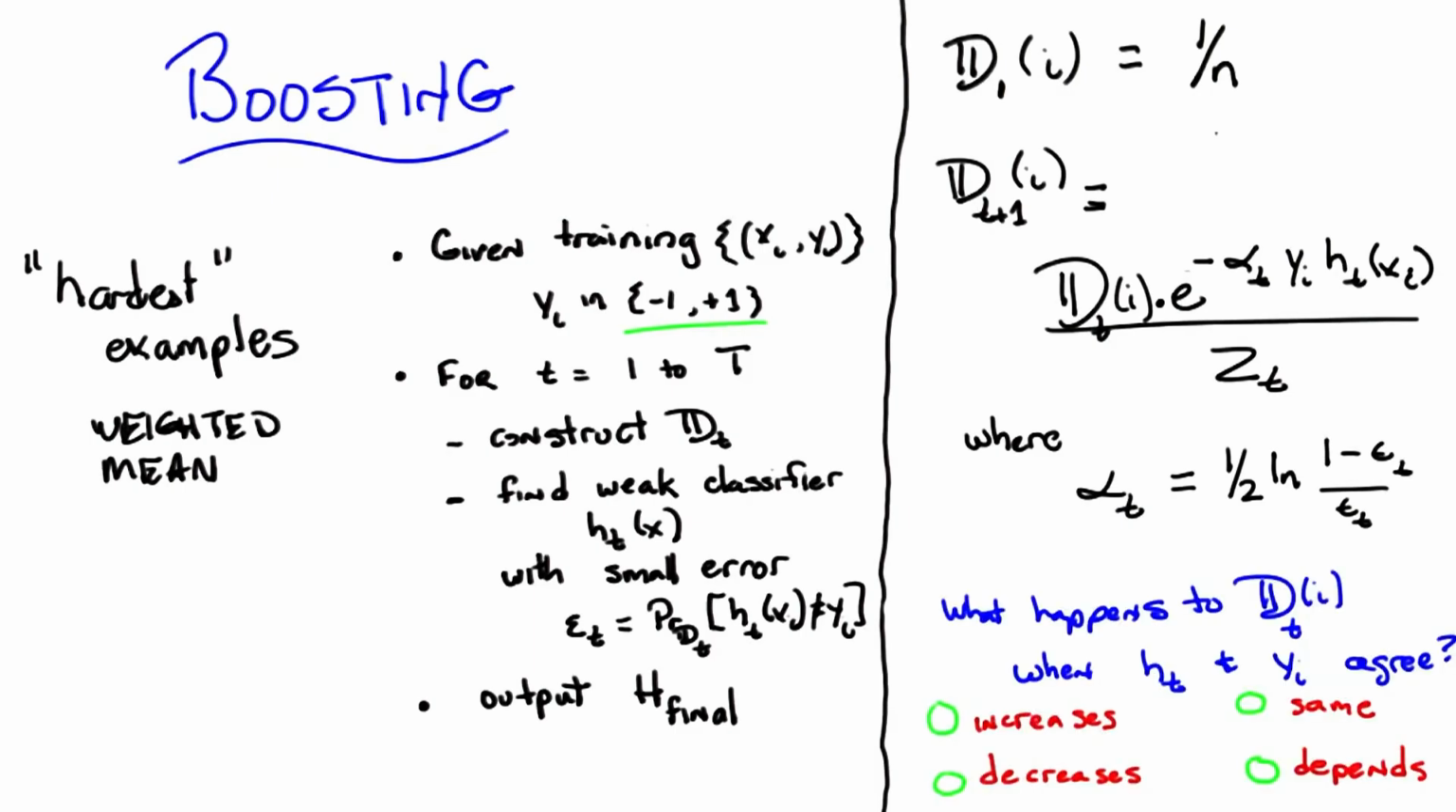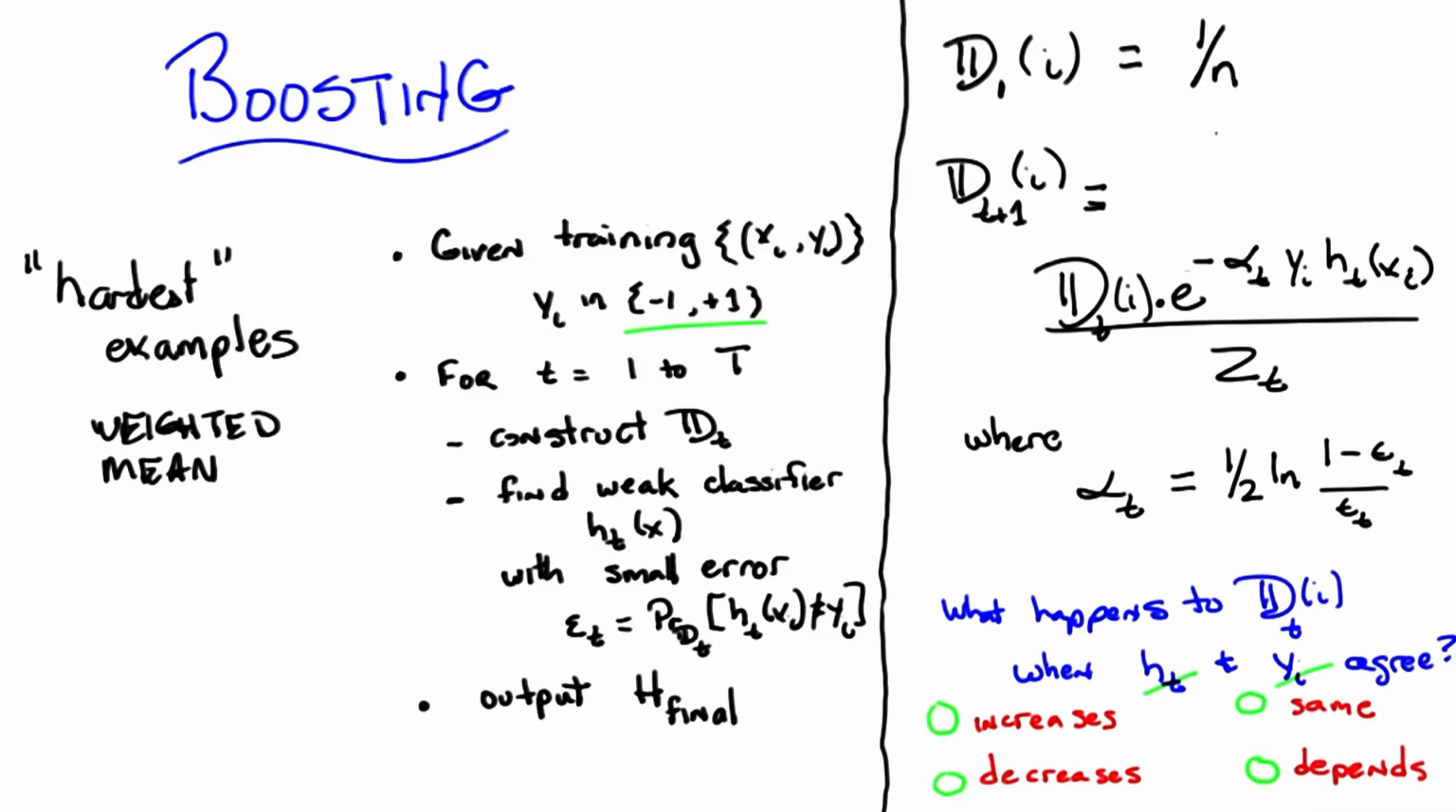So Michael wants us to do a quiz because Michael likes quizzes because he thinks you like quizzes. And so I want you to answer this question before Michael gets a chance to. So just to be clear, here's the question again. What happens to the distribution over a particular example i when the hypothesis h sub t that was output agrees with the particular label y sub i?